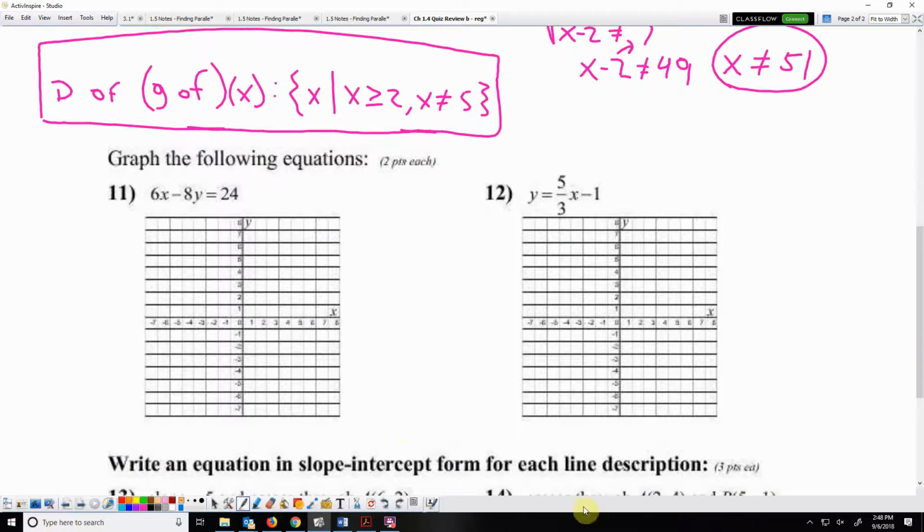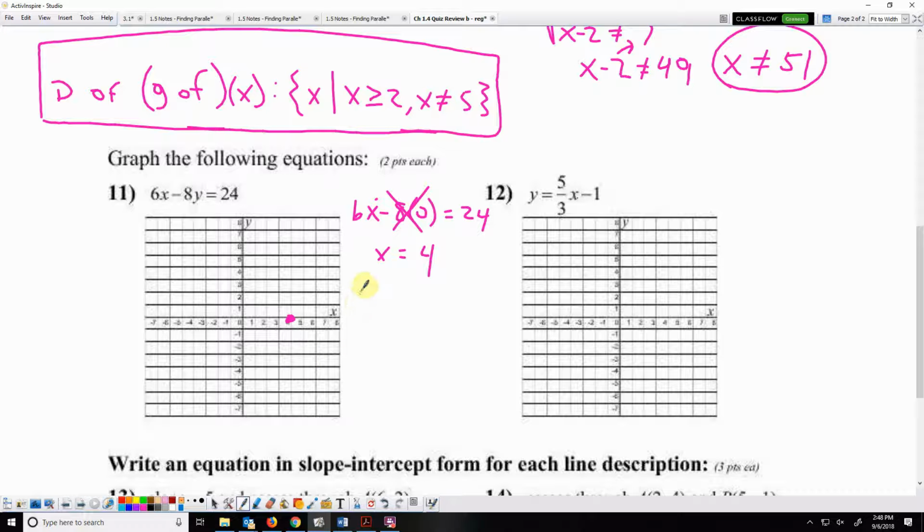Graph the equation. For number 11, I would use the x and y intercepts. 6x minus 8 times 0, because where you're crossing the x-axis, the y value is 0. 8 times 0 is 0, so I get 6x equals 24, and when I divide by 6, I get x is 4. So I've got an x-intercept of 4.